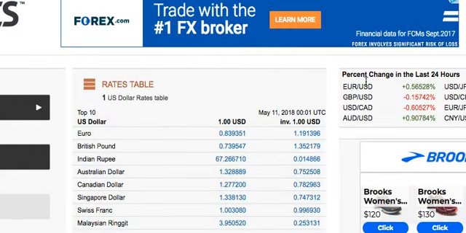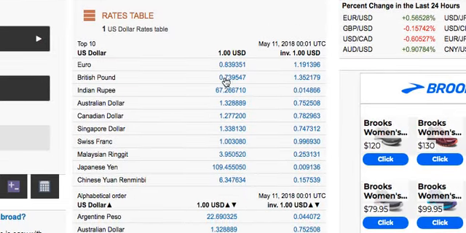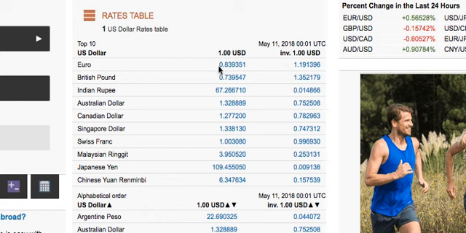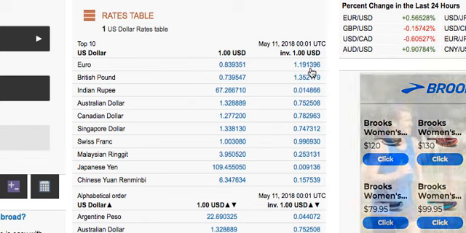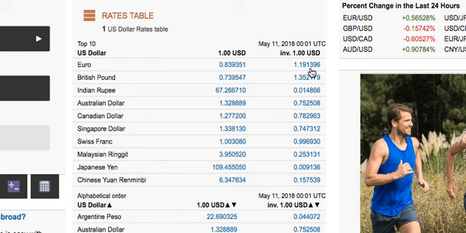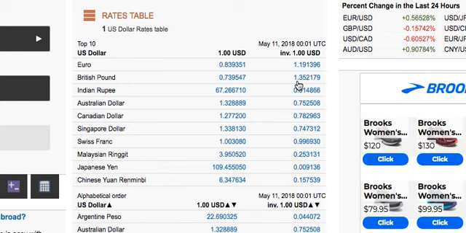So here on rates.com, the US dollar is worth 100 cents. The euro, which is used across Europe, let's look at this column right over here, which is updated as of today. The euro is worth $1.19 of our money, so it's worth more. The British pound is worth $1.35 of our money.